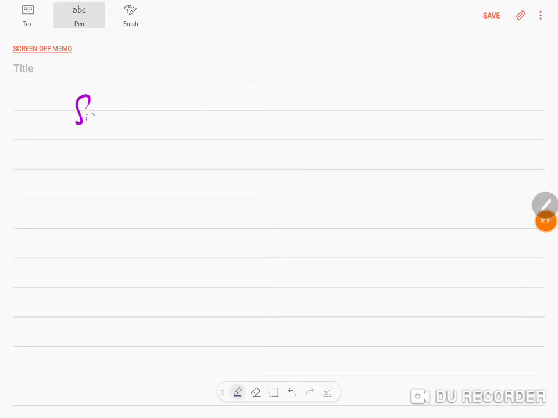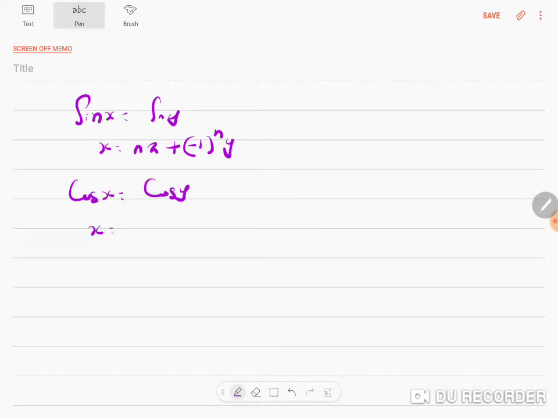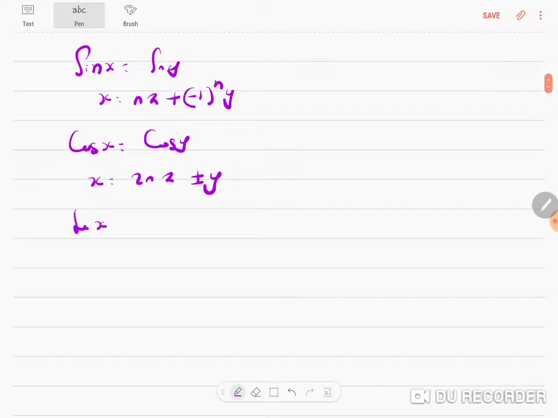So the formulas are: sin x is equal to sin y, x is equal to n pi plus or minus 1 whole to the power n into y. Cos x is equal to cos y, x is equal to 2n pi plus or minus y. Tan x is equal to tan y, x is equal to n pi plus y. These are the formulas you are going to apply to do this exercise.